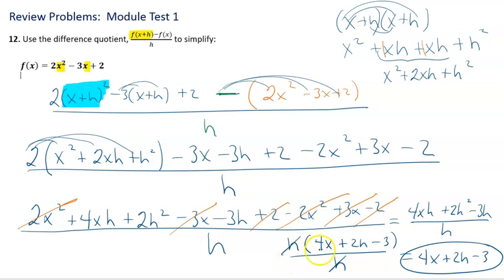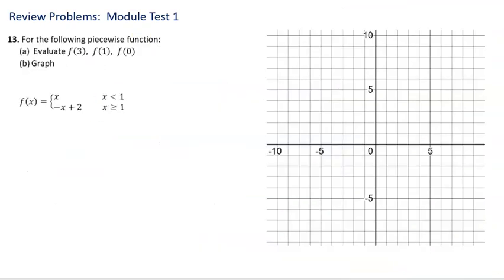Finally, this last step where you factor out an h and cancel with h in the denominator, that should happen every single time. All right, next problem.